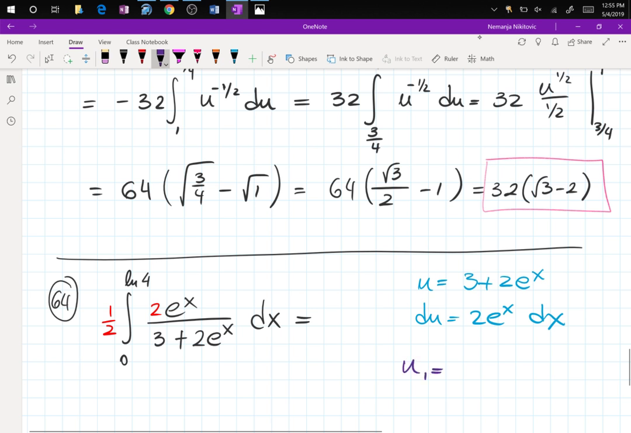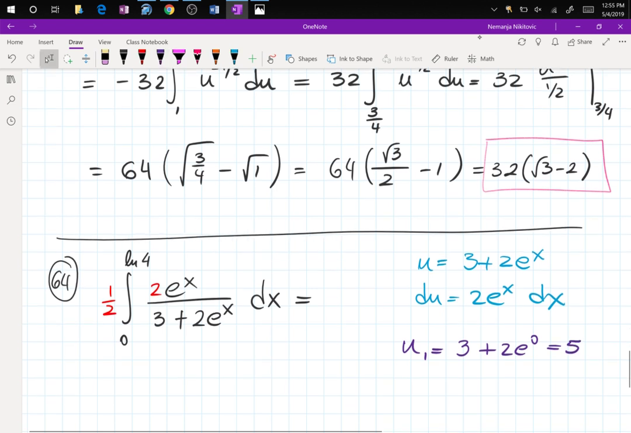u1 equals, so when I plug in 0, 3 plus 2e to the 0 becomes a 5, right? Because e to the 0 is 1. 1 times 2 is 2. u2 equals 3 plus 2e to the ln 4, which is 11. Because ln and e cancel. 2 times 4 is 8, plus 3 is 11.